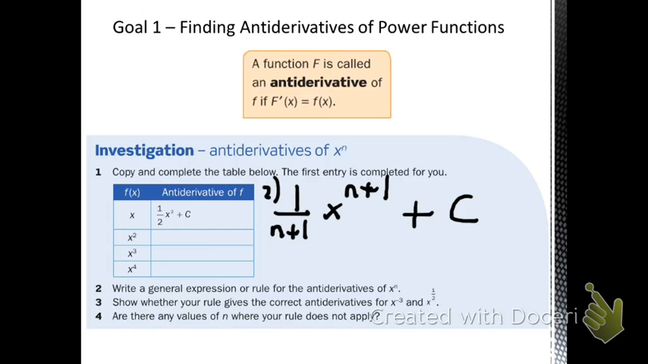Hopefully you got that right. If not, hopefully it makes sense to you. Increase the exponent by 1, multiply the coefficient by the reciprocal of that exponent. Now, we can skip number 3. You can do it on your own, but I'm not going to discuss it right here.